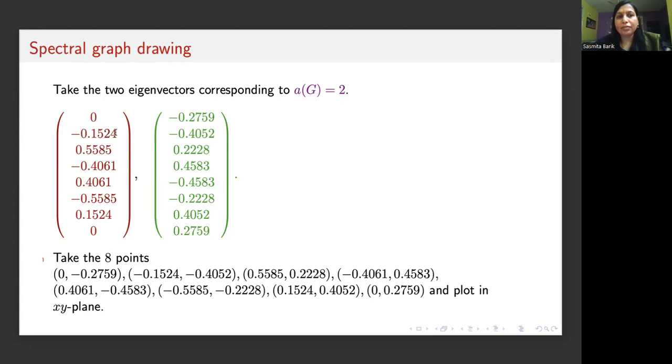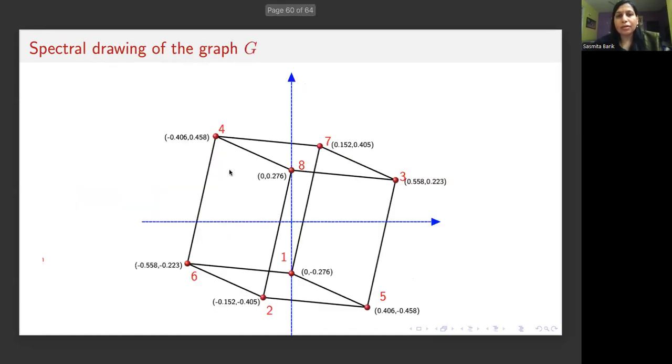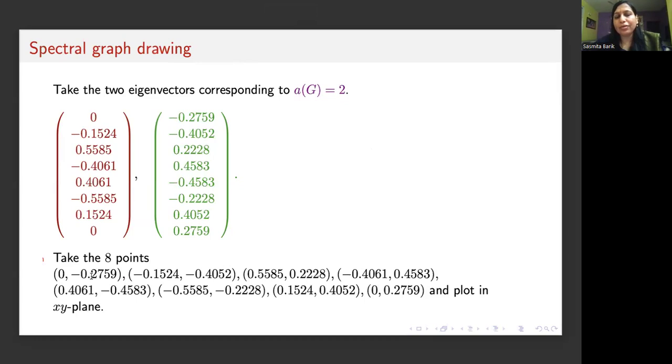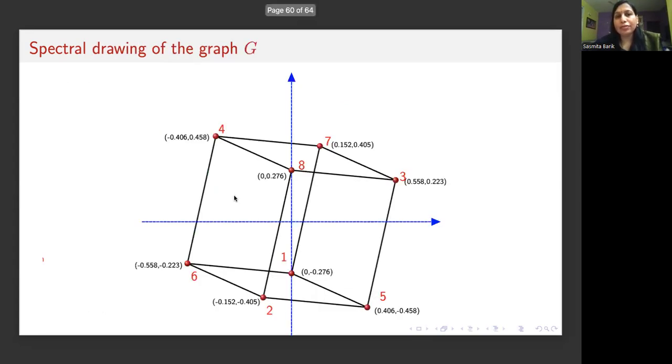Similarly, I'll take this coefficient and this coefficient, which correspond to the second vertex, and make a pair of numbers. Like this, I can have 8 pairs. Those are 8 points in the XY plane, because I'm taking real numbers. So I'll plot them as per the number values. Each pair corresponds to one vertex, like this pair corresponds to 1, this pair corresponds to 2. Now, as per the adjacency in my original graph, I'll put the adjacency between them.